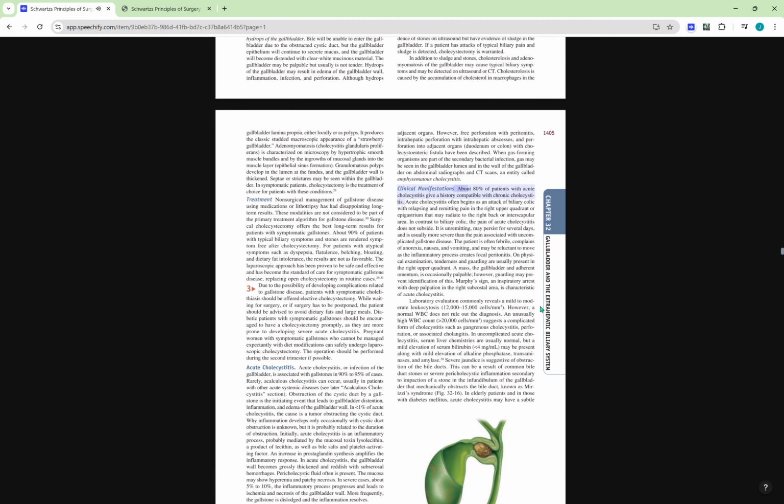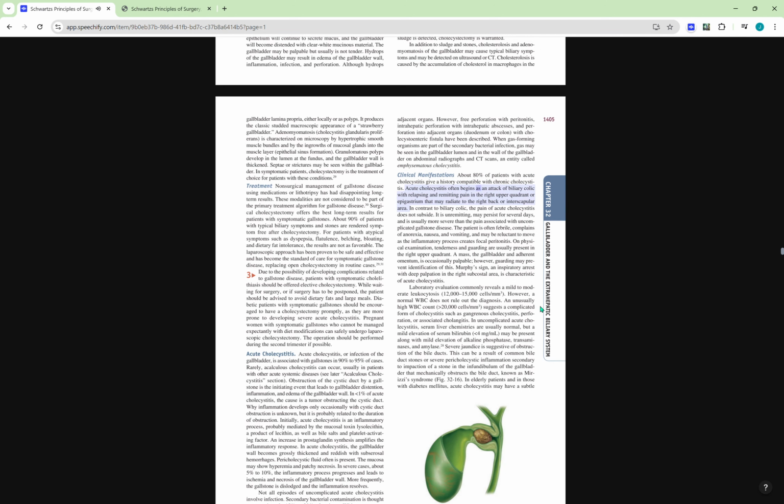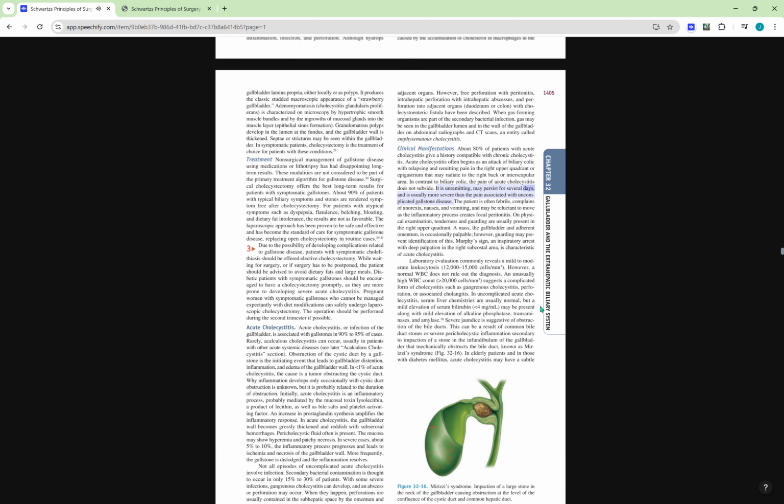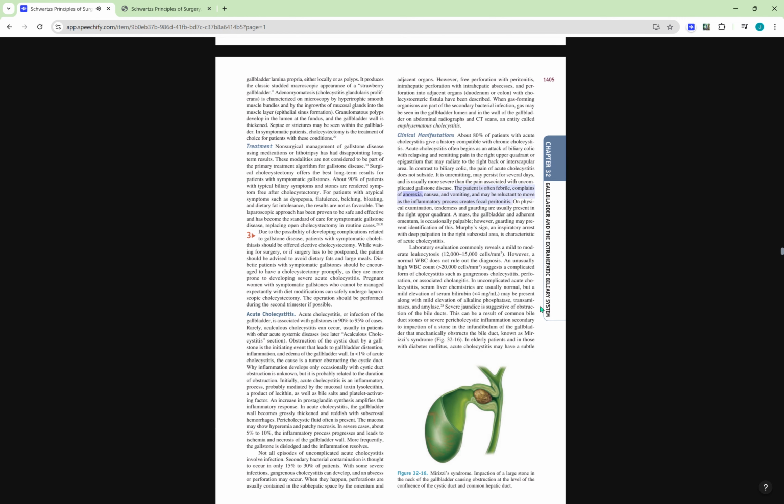Clinical manifestations: about 80% of patients with acute cholecystitis give a history compatible with chronic cholecystitis. Acute cholecystitis often begins as an attack of biliary colic with relapsing and remitting pain in the right upper quadrant or epigastrium that may radiate to the right back or interscapular area. In contrast to biliary colic, the pain of acute cholecystitis does not subside. It is unremitting, may persist for several days, and is usually more severe than the pain associated with uncomplicated gallstone disease. The patient is often febrile, complains of anorexia, nausea, and vomiting, and may be reluctant to move as the inflammatory process creates focal peritonitis.